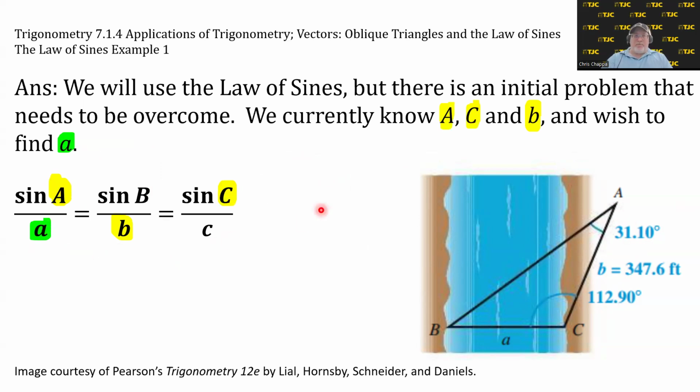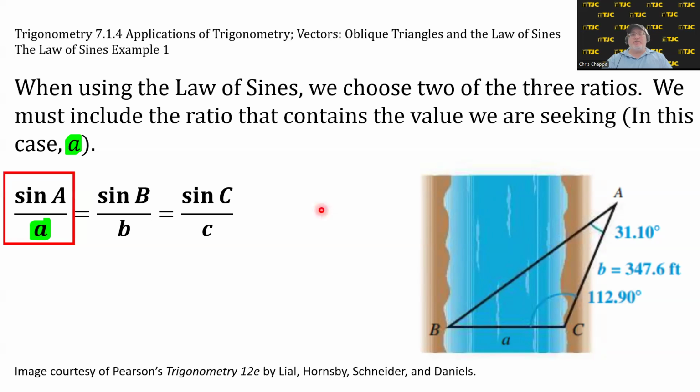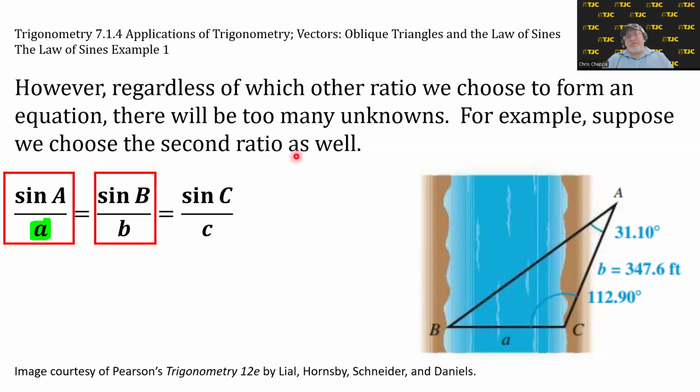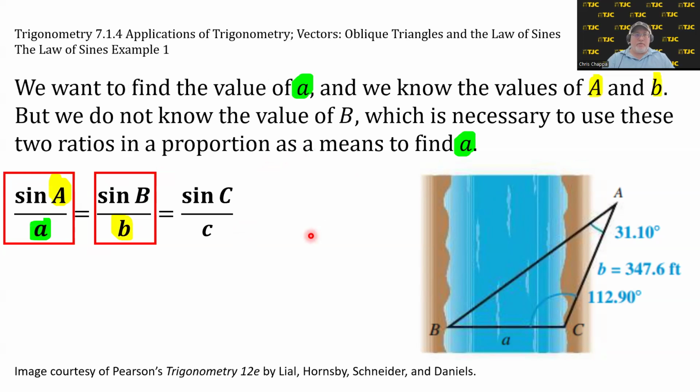So what's the problem? Well, when using the law of sines, we choose two of the three ratios. We must include the ratio that contains the value we are seeking, in this case, side A. So we must use sine of A over A. However, regardless of which other ratio we choose to form an equation, there will be too many unknowns. For example, suppose we choose the second ratio as well.